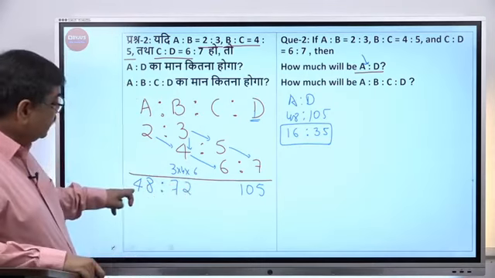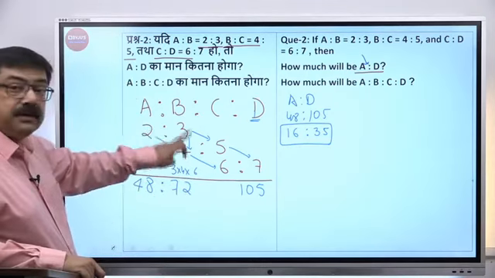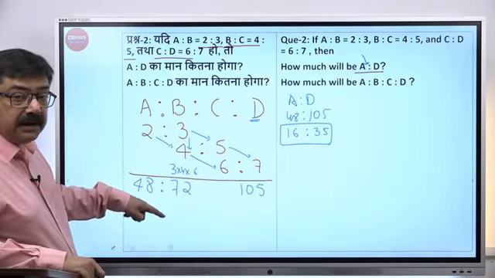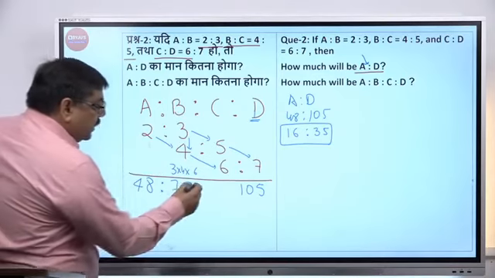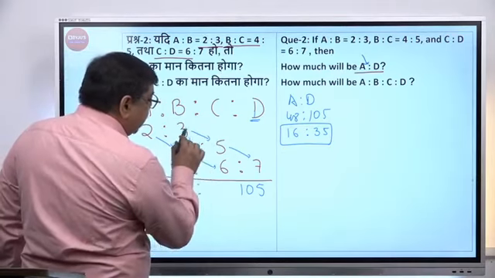Correct. See, what is it that you're getting here? 24 into 2, 24 into 3. 2 is to 3. 24 times 2 is 48, 24 times 3 is 72. 2 is to 3. Okay. And now if you have to find out the value for C, what did we have to do?